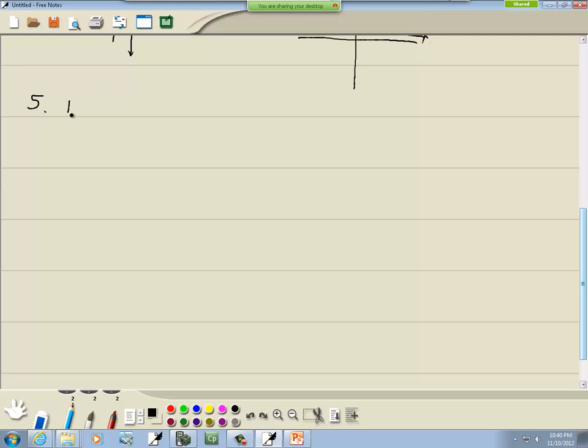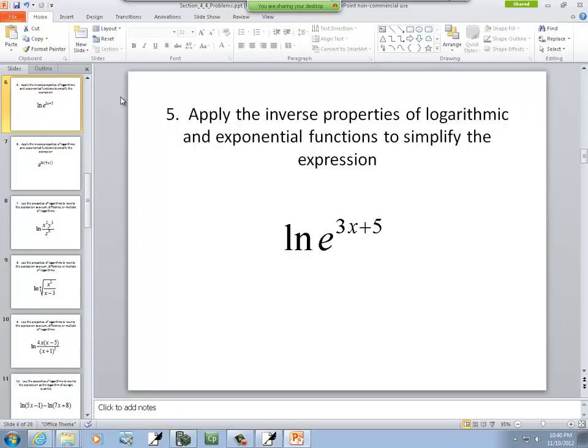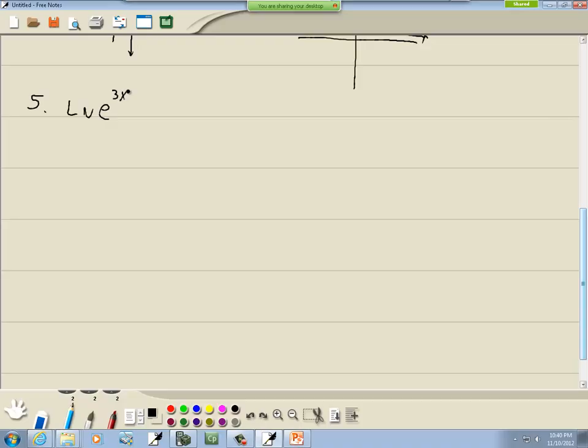So we've got natural log of e to the 3x plus 5. Now if I were to put a base on this, this is natural log, ln, this is base e. Well, if your base here matches what follows it, like this is e and this is e, then the log and the e are going to cancel and just leave you the exponent. So you have 3x plus 5 as your answer.